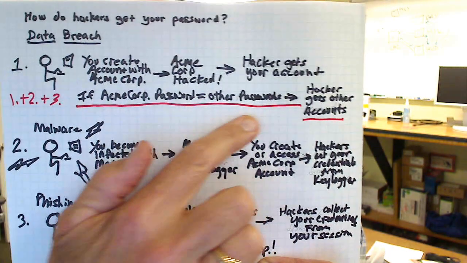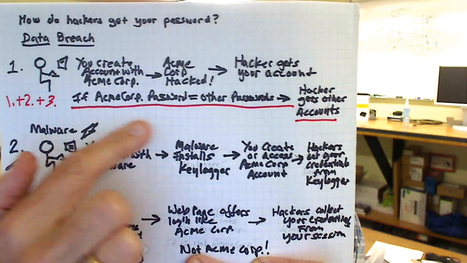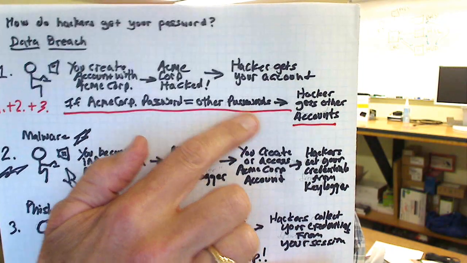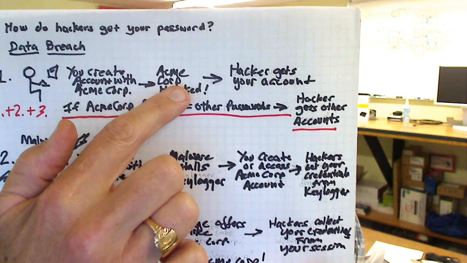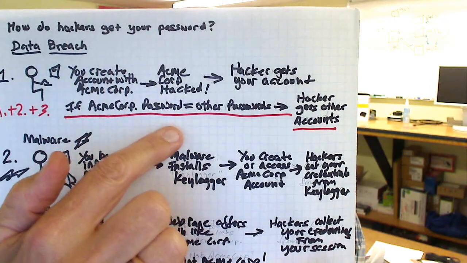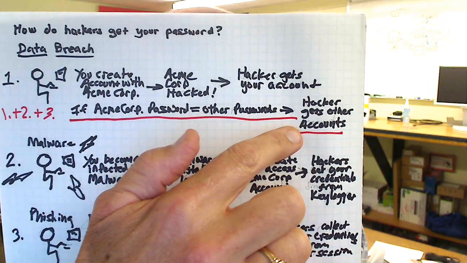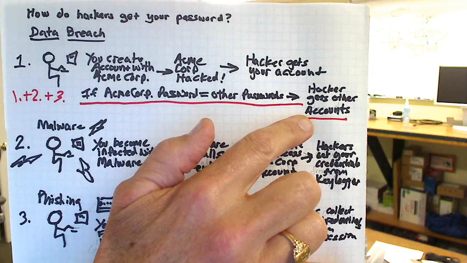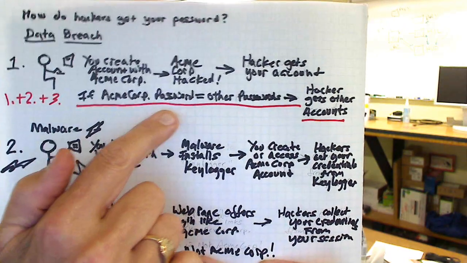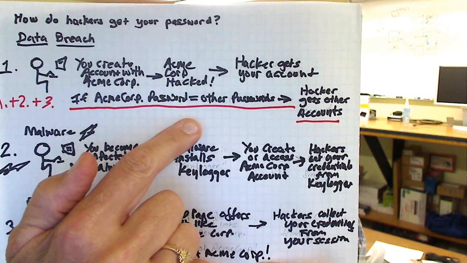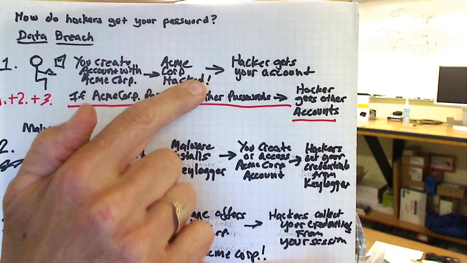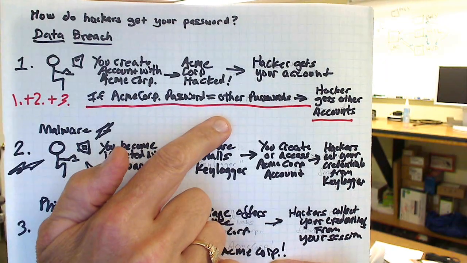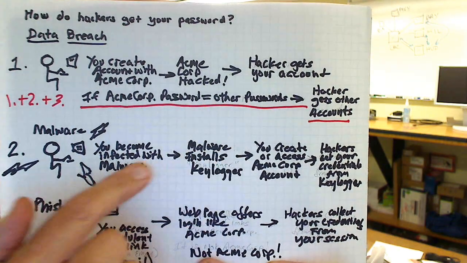Now, right below this, I've put that if your Acme Corp password and other passwords are the same, for instance, let's say your Acme Corp account is your email address, and your password is the password you use for everything, then when they get that password and email address, they get any other account that you have that uses that email address and password. So that's why having the same password for all your accounts is bad. Because if you get compromised once, you're compromised 100%. And this is a repeating story. There's a lot of cases where this has happened over and over again.